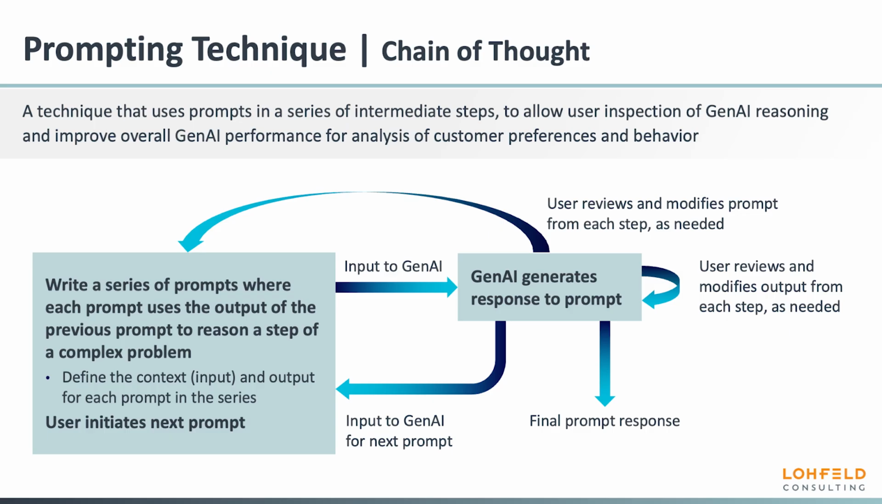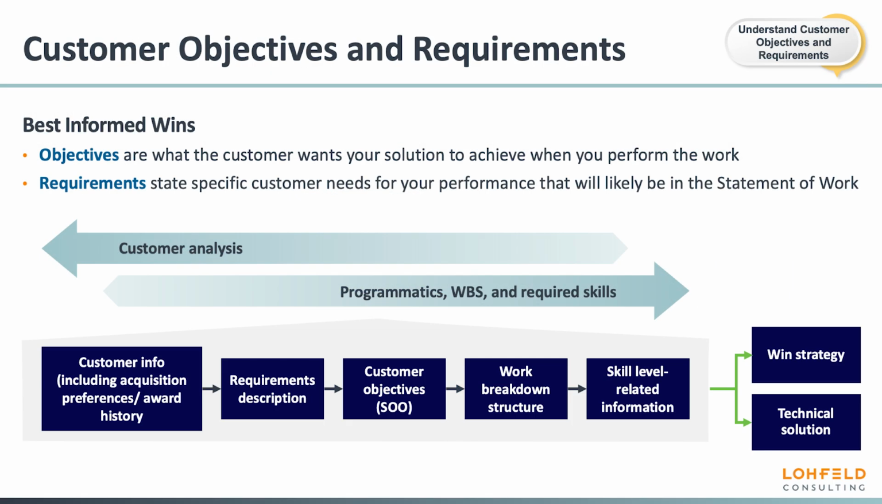Let me flip back a couple charts here. We're stepping through, we're going to talk about some customer info or input it to the GenAI. We're going to ask it for a requirements description. We're going to ask it for customer objectives. We're going to ask it for a breakdown structure. This is a sequence of tasks. Well, chain of thought is very powerful for that.